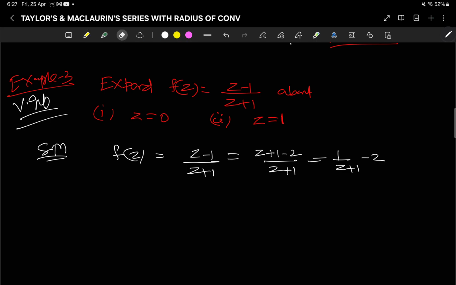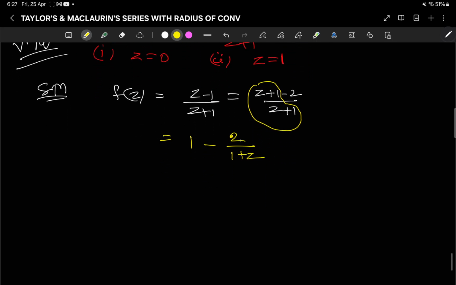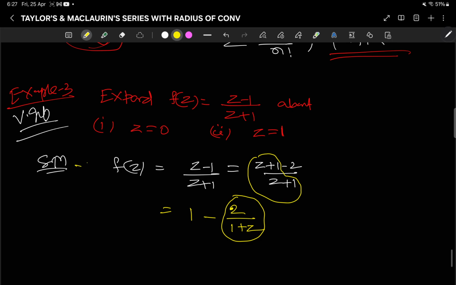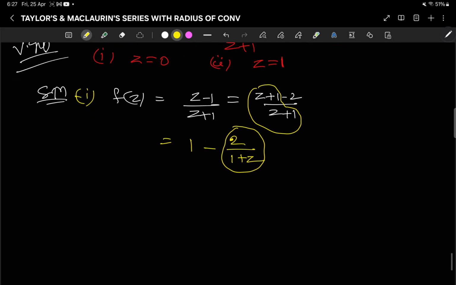So sorry, so you will be able to write it here. This by this is 1, so this is equal to 1 minus 2 by 1 plus z. Okay, so now this is f(z). Now we apply the binomial expansion here for solution 1 about center 0. So we just write it.